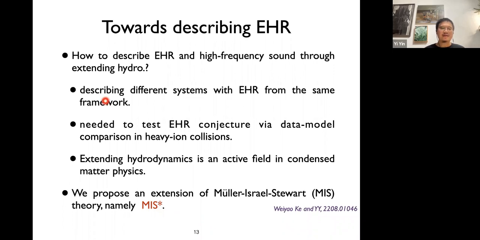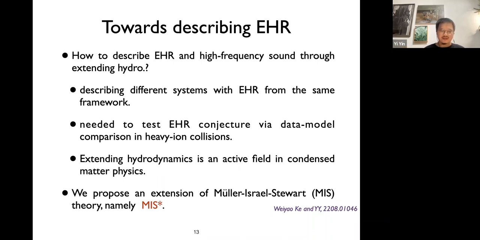And of course, there are many motivations for doing that. For example, our hope is to have a theory for these extended hydrodynamic regions, which could describe different systems. Another thing which is important in the heavy ion collision context is that if we wish to test our conjecture about extended hydrodynamic regions, we need to do data-model comparisons. So we need to construct some hydrodynamic-like theories to make such data and model comparisons.